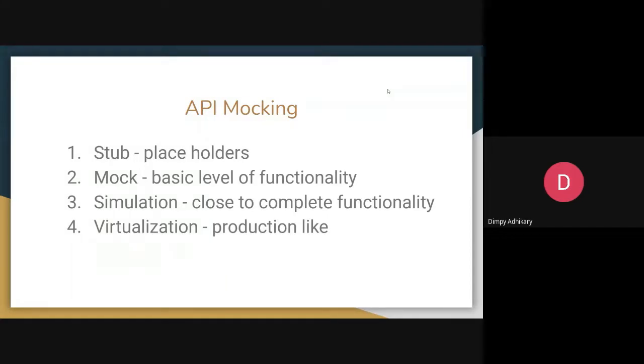Stubbing, again, you can consider it as a basic placeholder. In your test, in your application code itself, you can stub it and return whatever values you want to return. This will not have any kind of intelligence basically. But mocking is where you are adding some basic level of functionality, at least the basic values you are returning. But when I say simulation, it is like complete functionality. You are considering all scenarios basically.